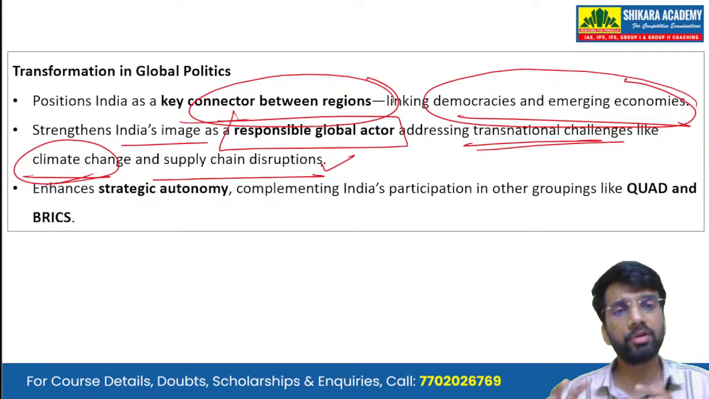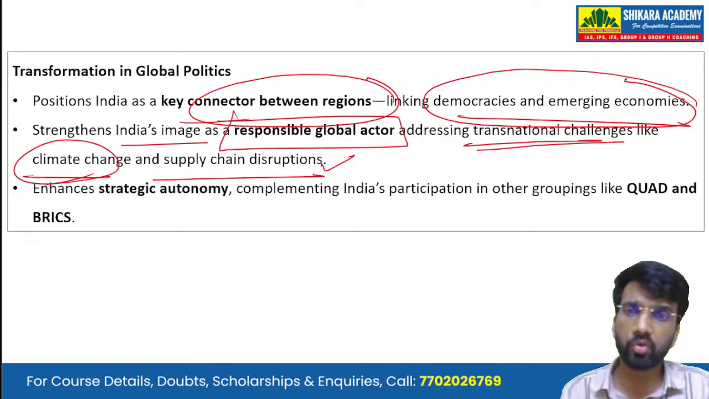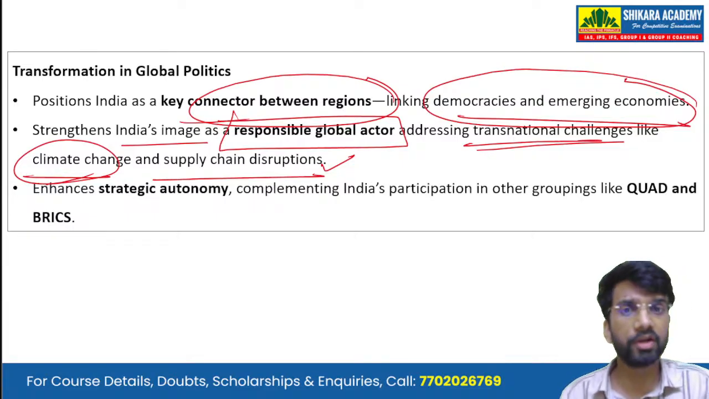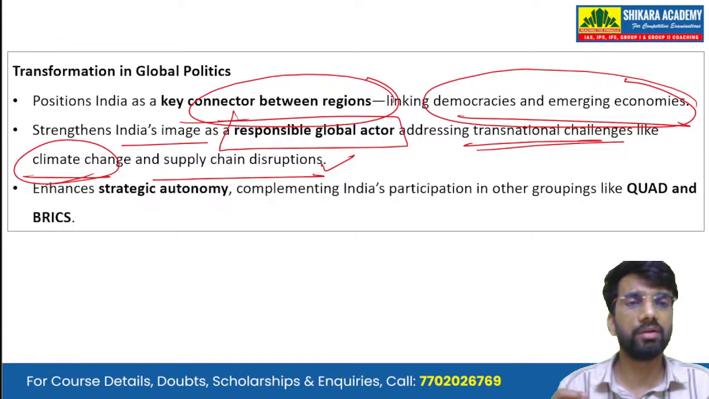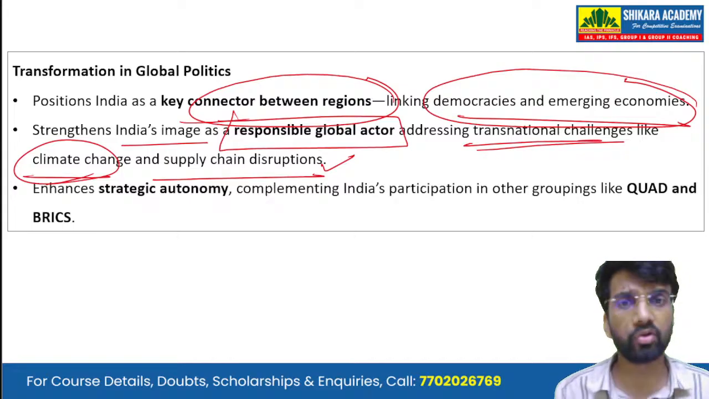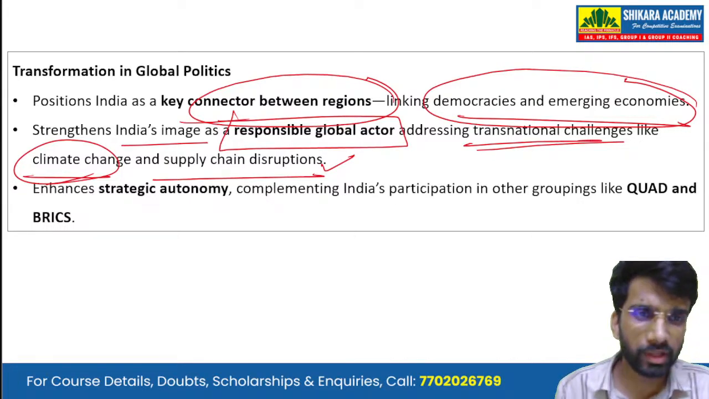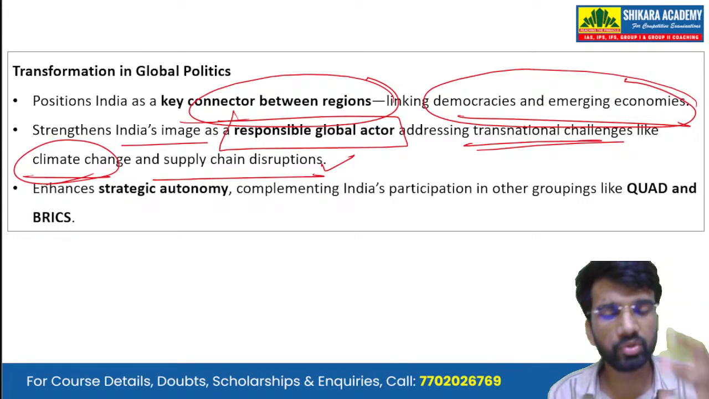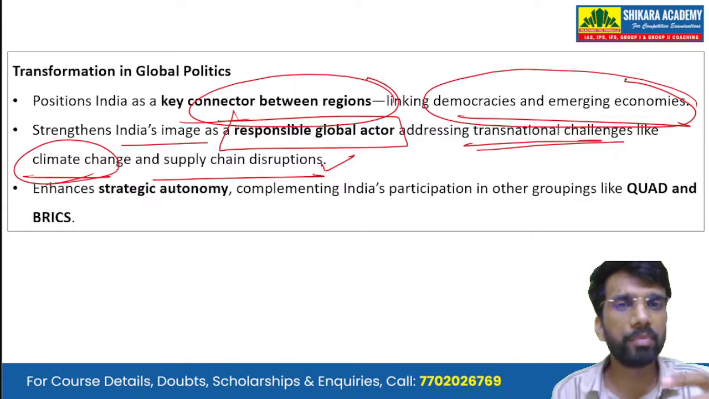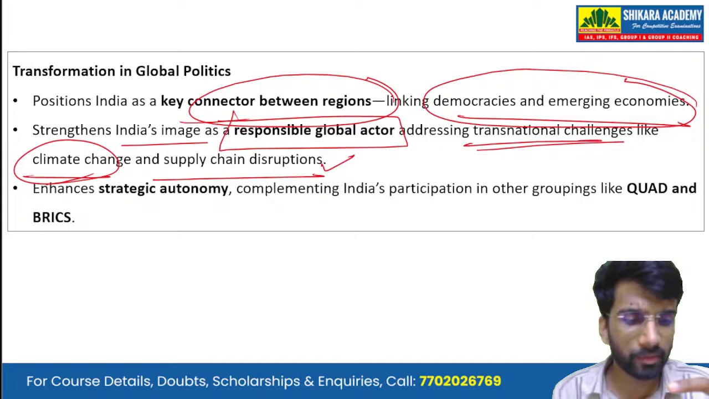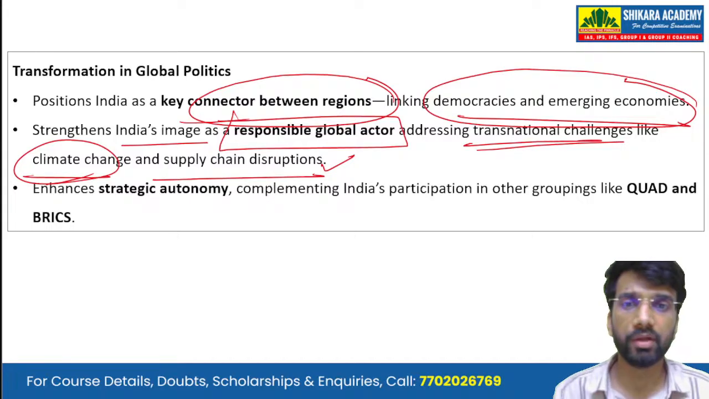We are members of different groups: Quad, BRICS, SCO, and I2U2. That's because we follow strategic autonomy. Our diplomacy is not unilateral; we actively involve ourselves with all the groupings and all the major powers of the world.